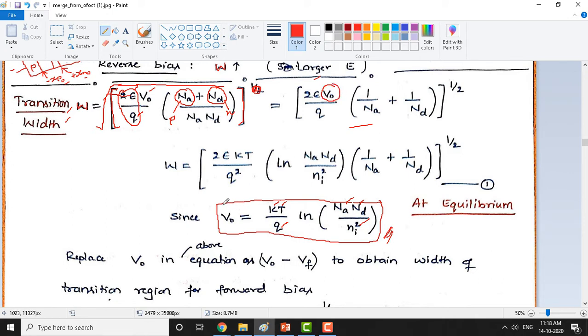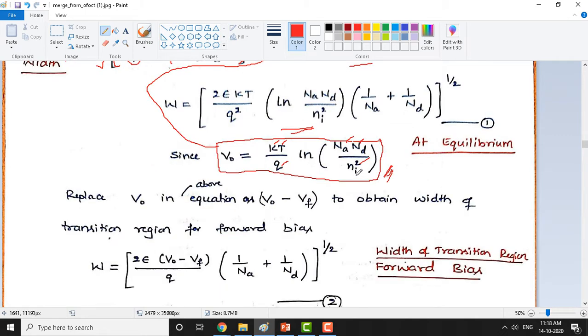Okay, so this is the equation here. If you substitute in this place, you get this equation, which we call equation 1. You should remember equation 1, because other derivations are based on this equation only. And this is the equation for depletion width at equilibrium condition. Equilibrium means without applying any potential here. So keep remembering this equation.